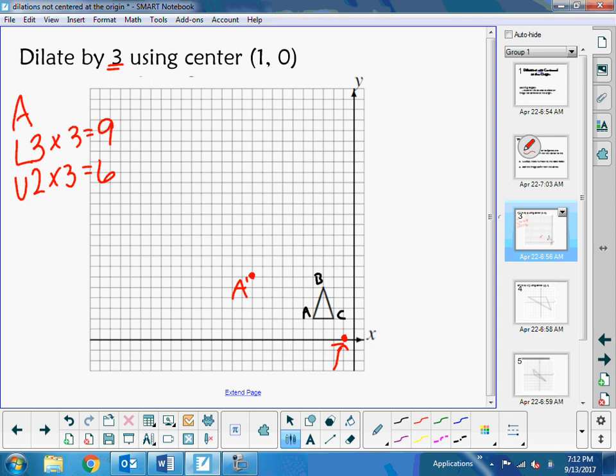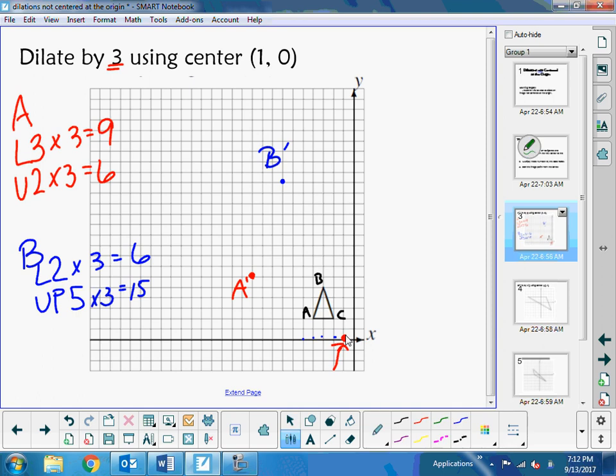We're going to do the same thing for B. Let's look at B. From that new center, B is 2 to the left and up 5. So left 2, up 5. Again, multiply those by 3. My scale factor is 3. So I really need to go left 6 and up 15. So I count left 6 from that new center, 1, 2, 3, 4, 5, 6, and up 15. This is my new B prime.